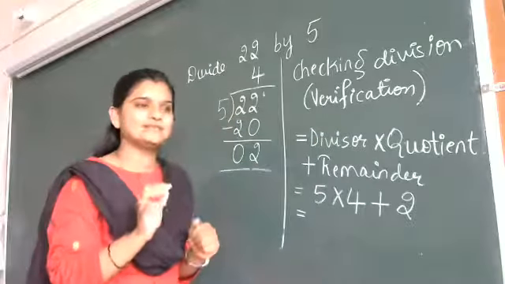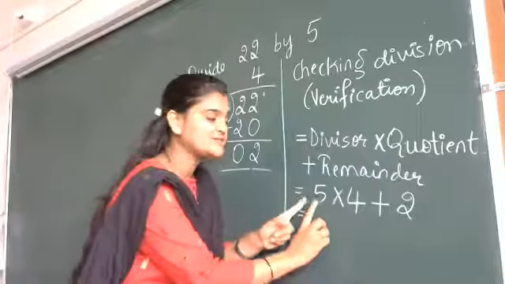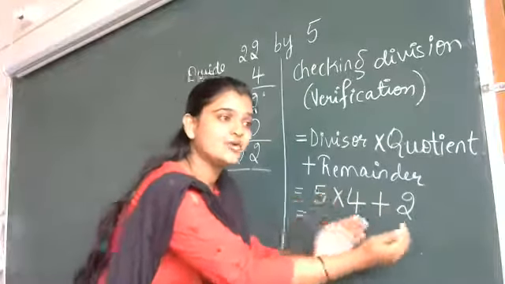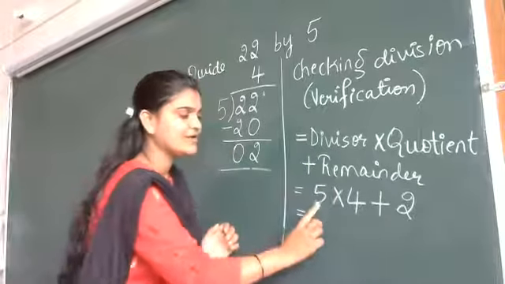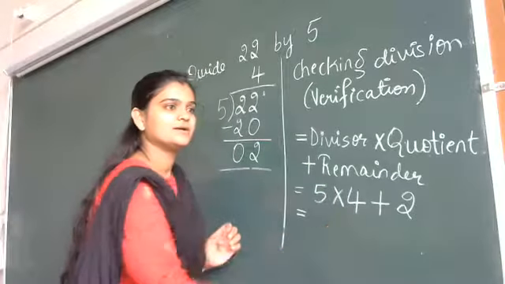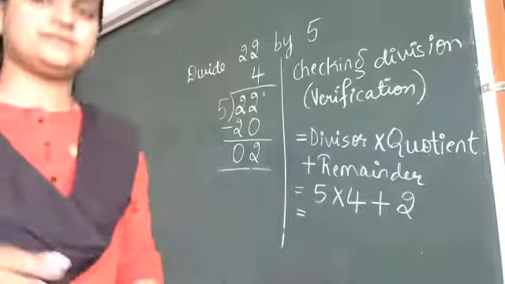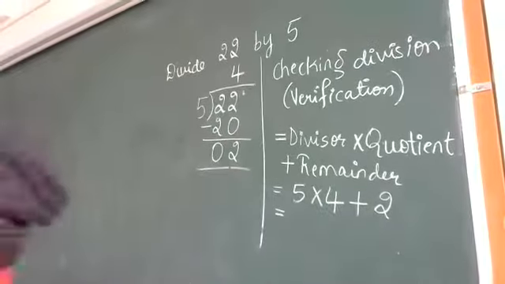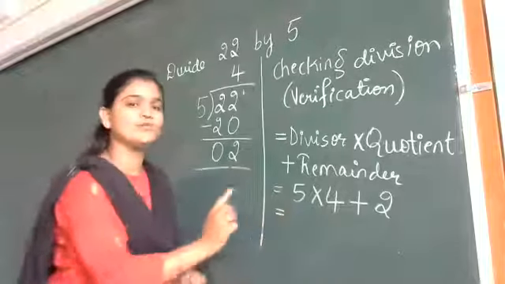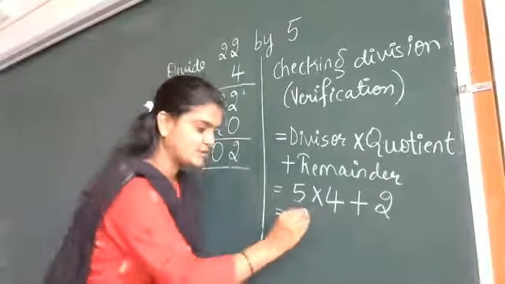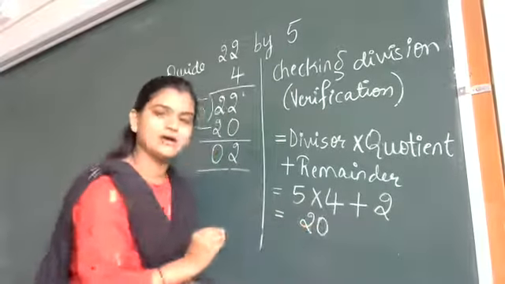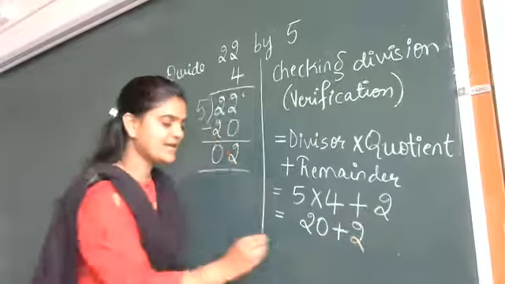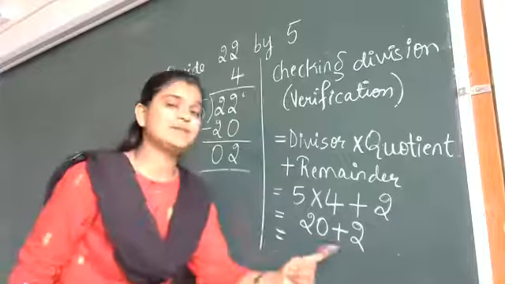See here. One minute. Always first you will have to multiply, give the answer and then go for addition. Okay? 5 into 4. 5 fours are 20. Plus 2 you keep it as it is. What is the answer? 20 plus 2 is?